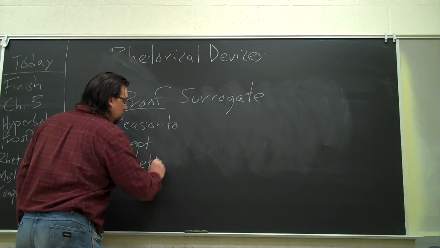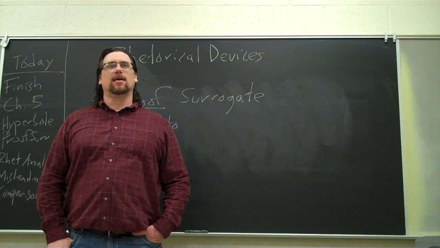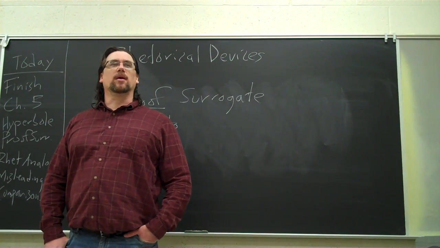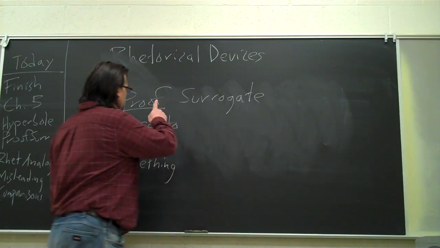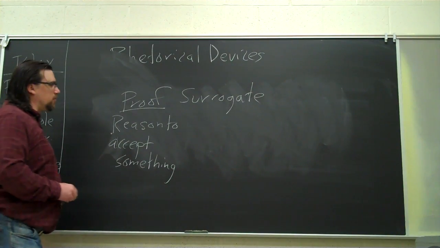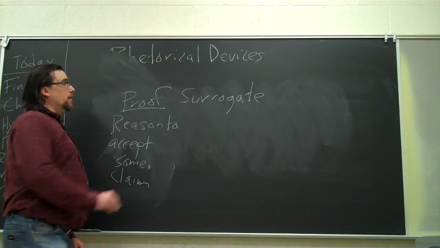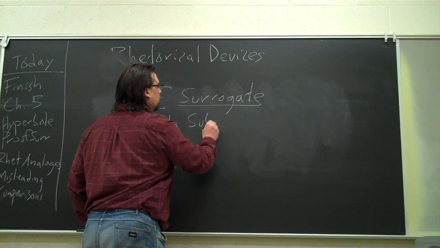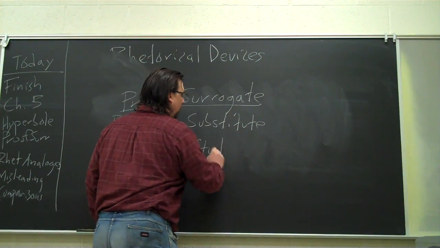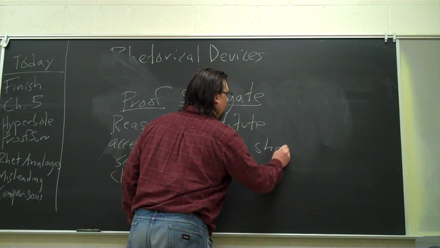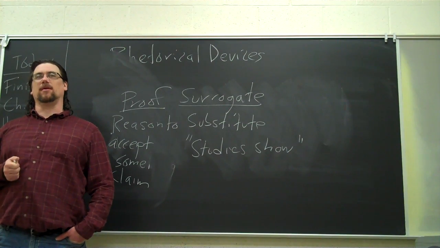And if you're talking about proof, do we just mean, well, it could be that way, or maybe not? When we talk about proof, we mean something pretty strong, don't we? If you have proof of something, then you can actually rely on it. So if we have proof as some sort of reason to accept some claim, a surrogate is some sort of substitute. Like, studies show. But they don't tell you what the studies are.